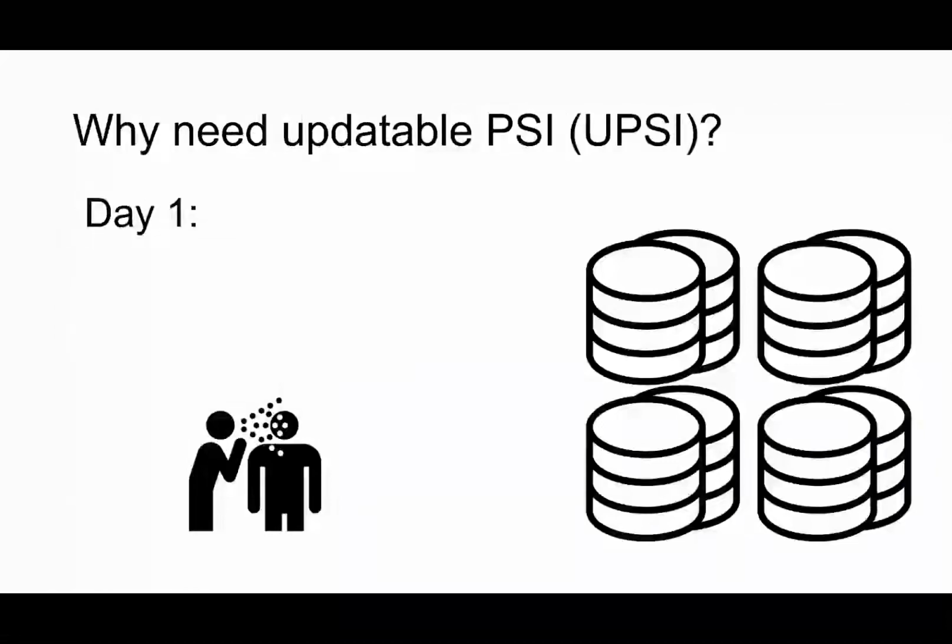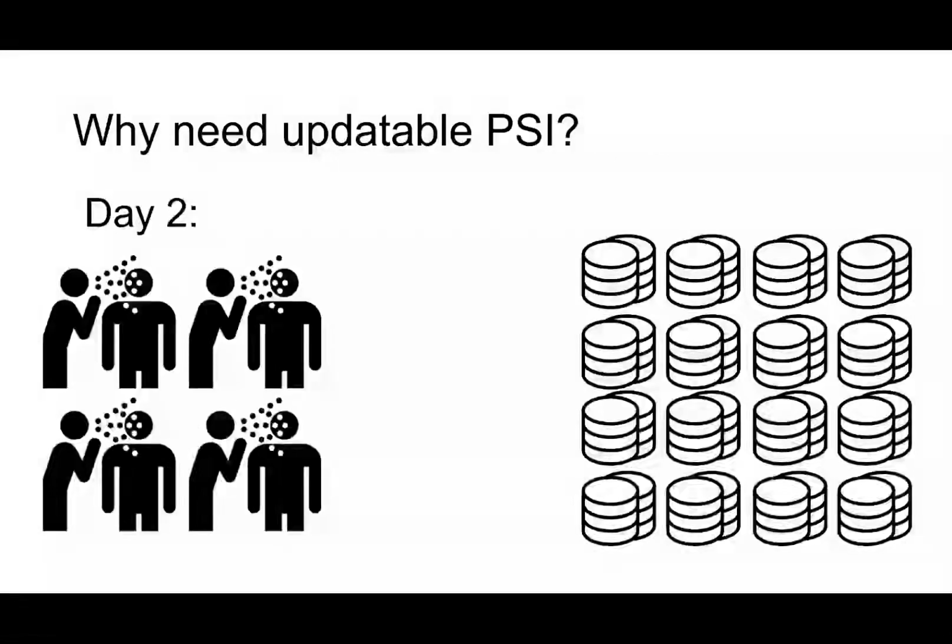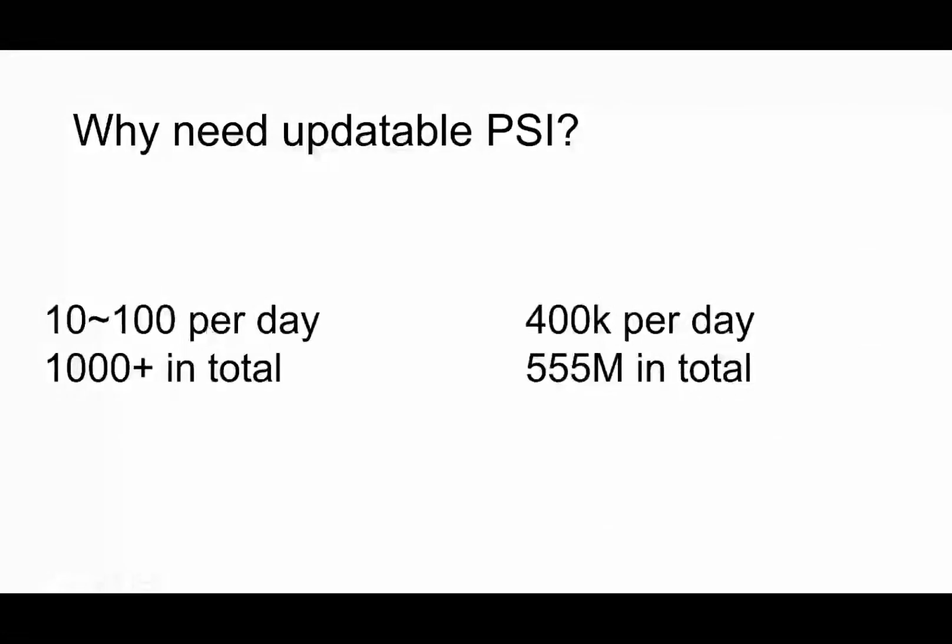On day one, we got several cases represented by these four bins, and we got some clients who get some contact. And in day two, we got several new cases and more contacts by the user. The scale of the data is as follows. A user may meet 10 or hundreds of people per day, and may have thousands of friends in total. And for the server, we got 400 kilo new cases per day and 500 mega in total.